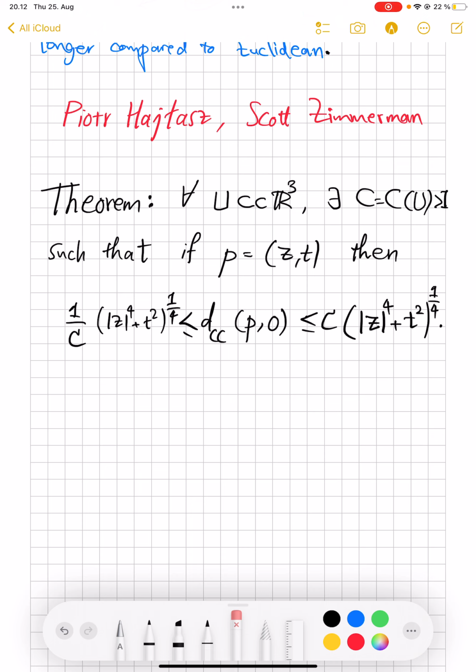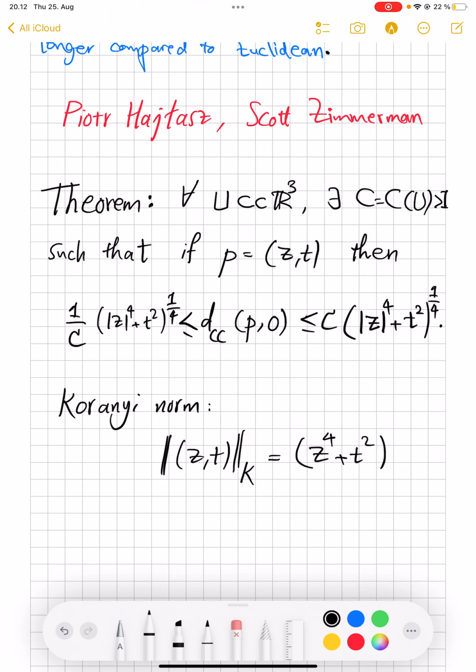This quantity is what is called the Korányi metric, or Korányi norm, because it is again z and t. Its norm is |z|^4 + t^2 to the power 1/4. It's actually not very easy to calculate and confirm that this is in fact a norm, because you have to prove the triangle inequality. But the amazing thing is that this is comparable to the distance that was constructed after so much structure was called in.